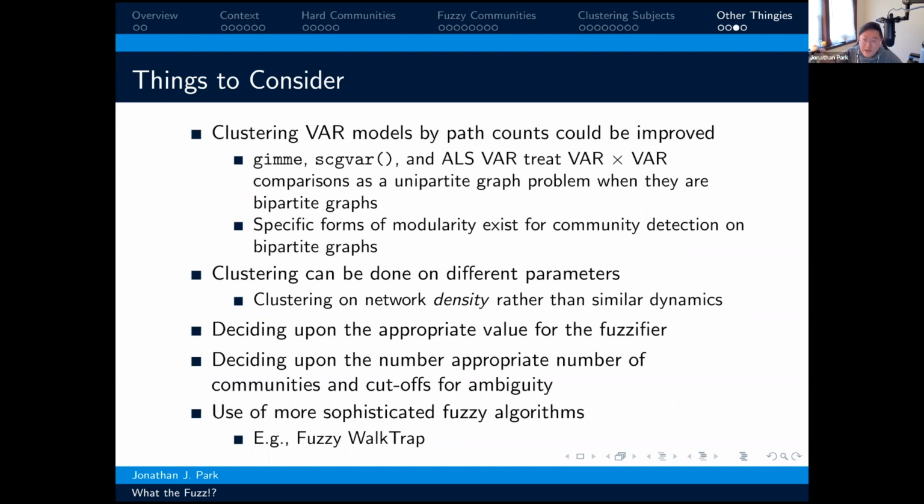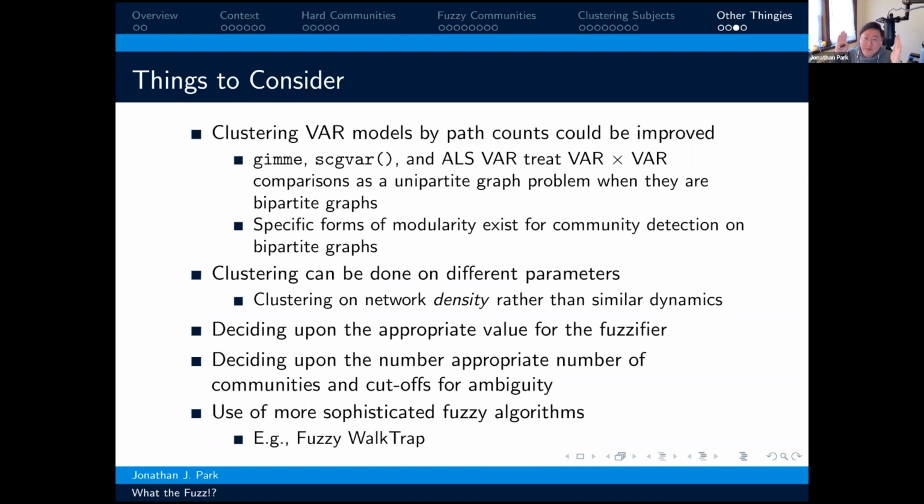I think, Mike, I mentioned this to you at lunch, is that the clustering of VAR models by path counts can be improved because the way that we do it is we treat these as if they're unipartite graphs. So if people don't know, a unipartite graph is just a network where there's one type of node. So if we want to think about this as an authorship network, we have a bunch of authors that are connected to each other, and the edges represent, did they publish a paper together? But in reality, this is actually a bipartite problem. It's where we have two types of nodes. We have people, and then we also have parameters.